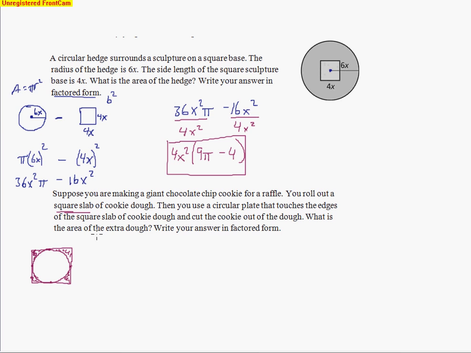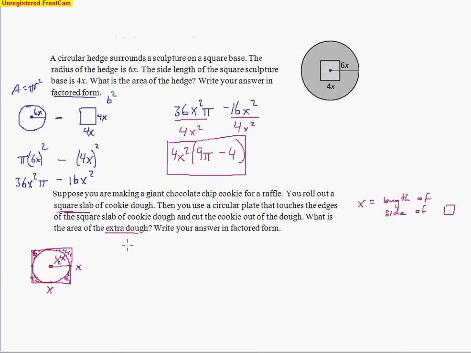They ask, what is the area of the extra dough? Now, write your answer in factored form. They don't give us any lengths at all, so what we're going to do is assign a variable. They say this is a square, so I know this length is x and this length is x. That would mean the radius of the circle is 1/2 x. You could have used any variable you want; I just chose x. x equals the length of the side of the square. And so then I can set up my formula.